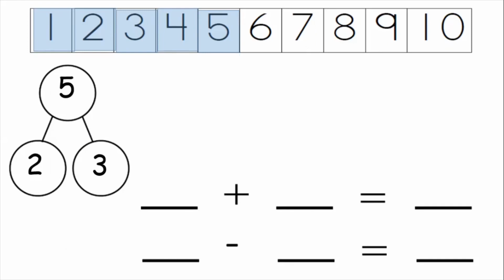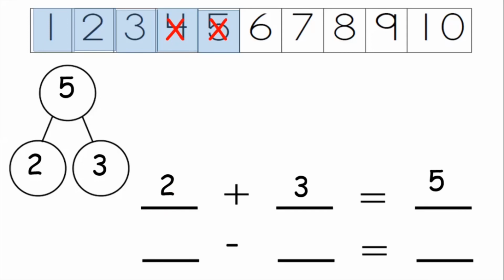Can we show that in an addition sentence? Sure, because we joined the 2 parts together. 2 plus 3 equals 5. Great! We did a great job. Now, let's take a look at my counters. I have how many? 5. Let's say I take 2 away. How many counters do I have left?